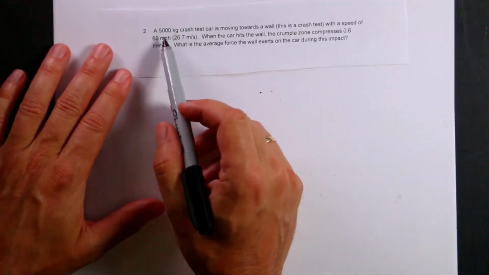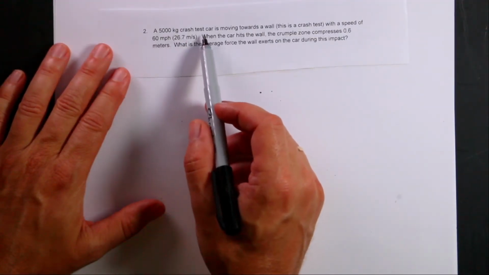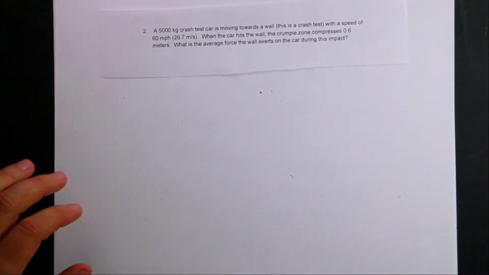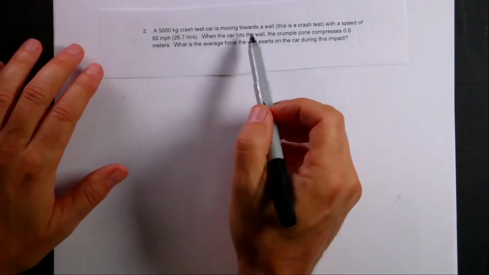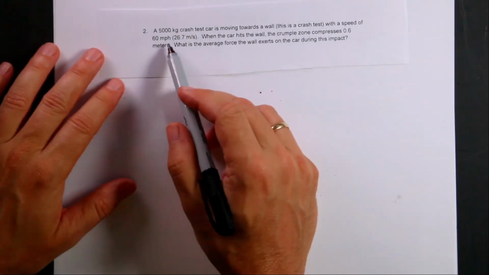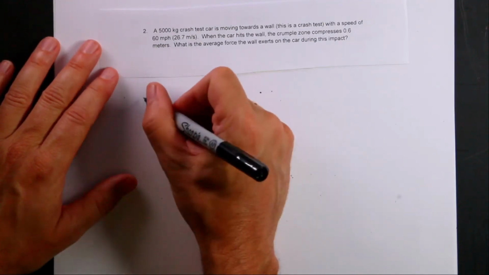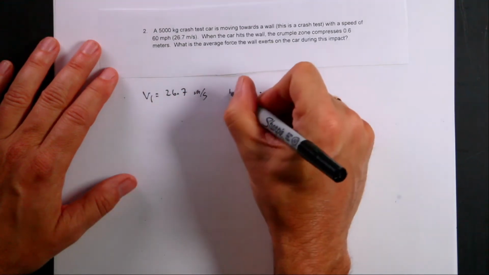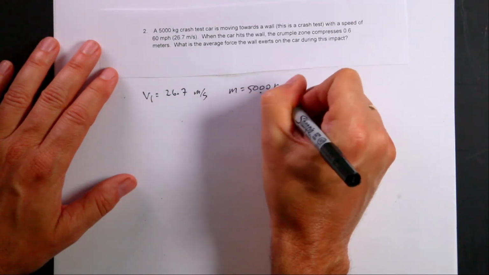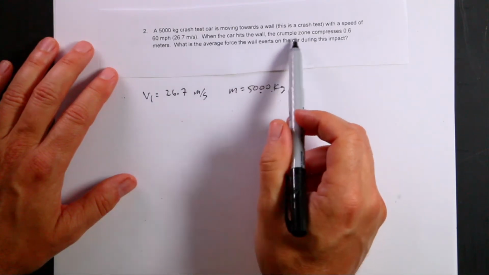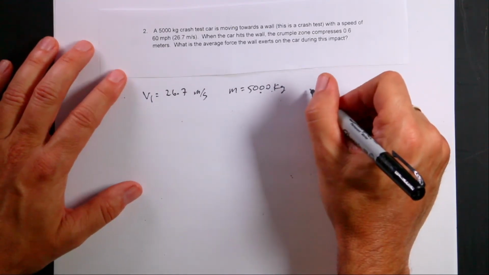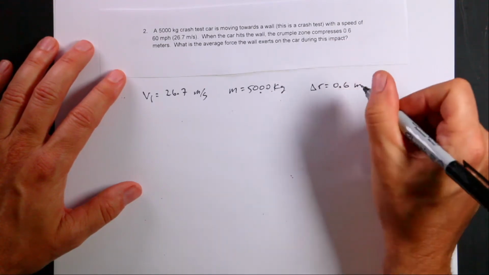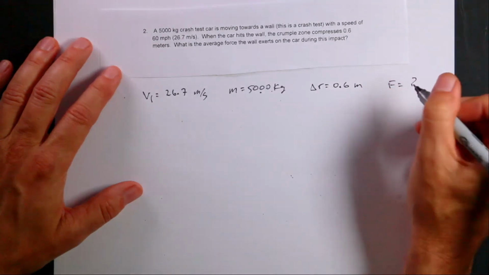This says a 5,000 kilogram crash test car. I wrote this question. That's kind of weird. Crash test car. Well, you know what I'm talking about. It's a car. They're testing the crashiness. And it's moving towards a wall with a speed of 60 miles per hour. And I converted that for you. So let's say V1 equals 26.7 meters per second. M equals 5,000 kilograms. When the car hits the wall, the crumple zone compresses 0.6 meters. So let's call that delta R is 0.6 meters. I'm going to draw a picture in just a second. What's the average force the wall exerts?